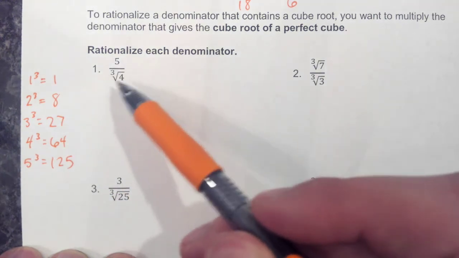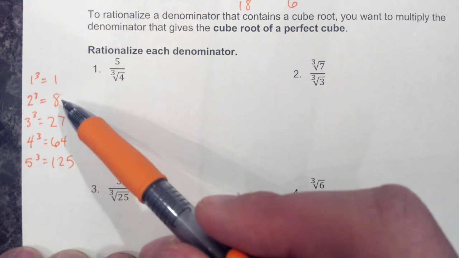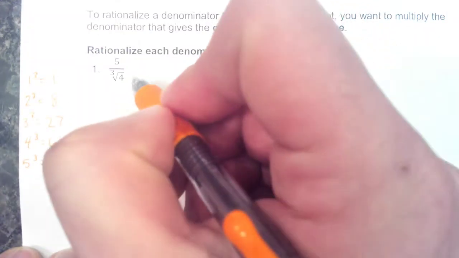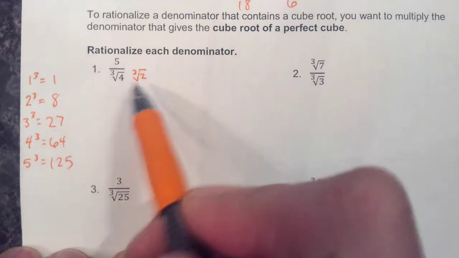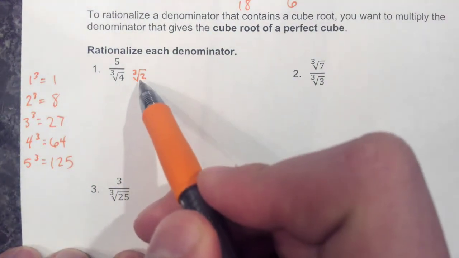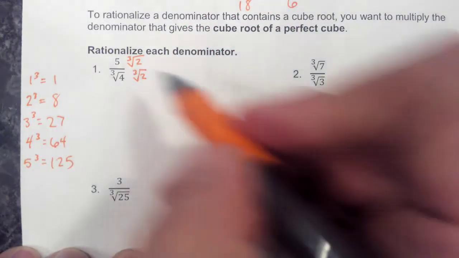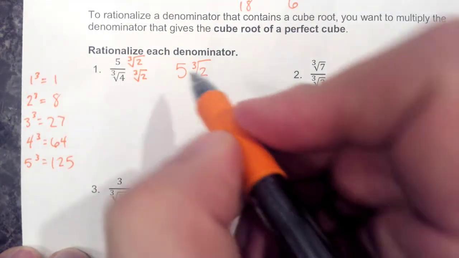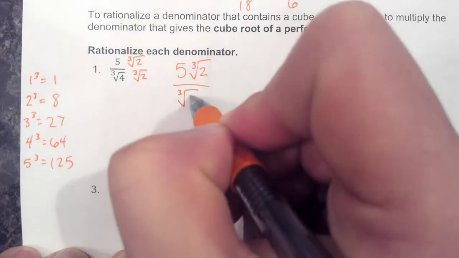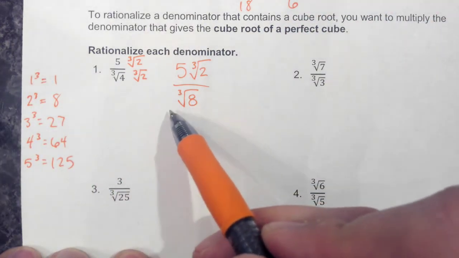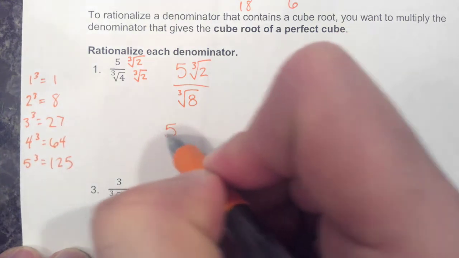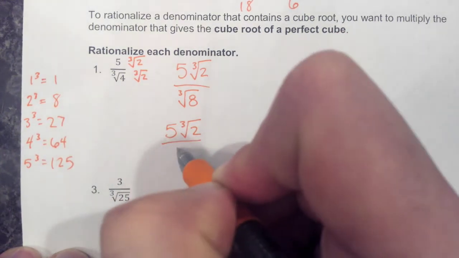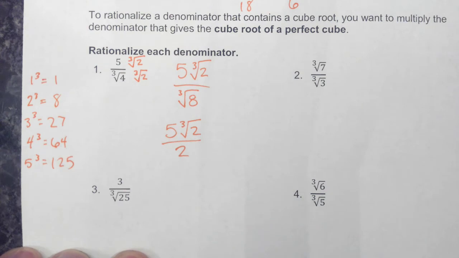So which one can I make 4 go to easiest? I can make it go to 8 very easily by multiplying by the cube root of 2, because 4 times 2 gives me 8. If I multiply the bottom by the cube root of 2, I have to multiply the top by the cube root of 2. So on top, I would have 5 cube roots of 2. On bottom, 4 times 2 is 8, so I would have the cube root of 8. But we know that the cube root of 8 is 2, so it simplifies to 5 cube roots of 2 over 2, which does not reduce any further, so that's going to be the simplified answer.